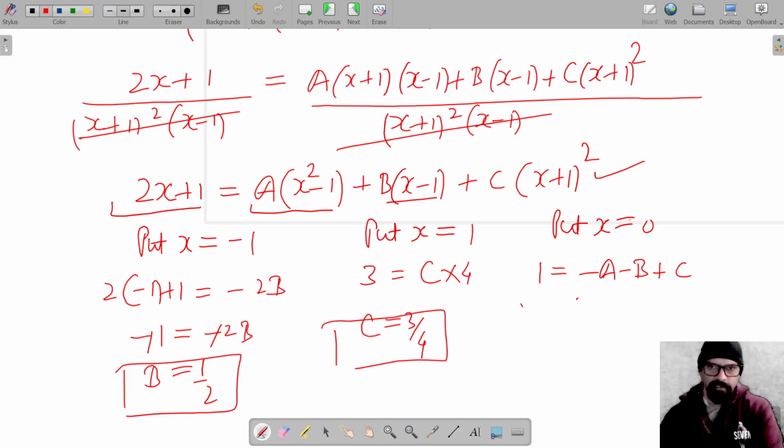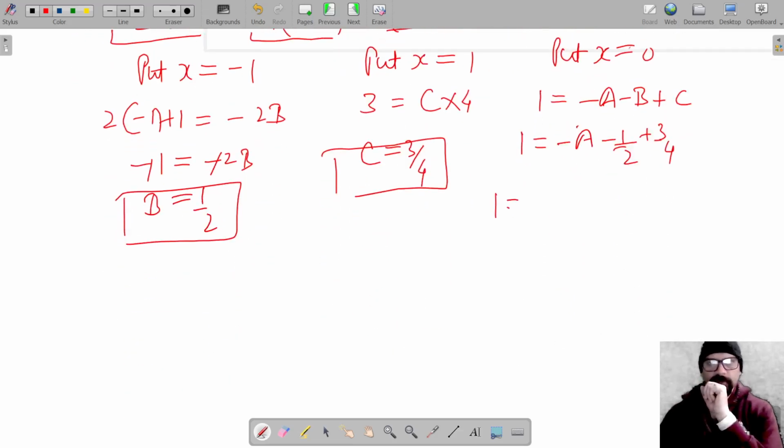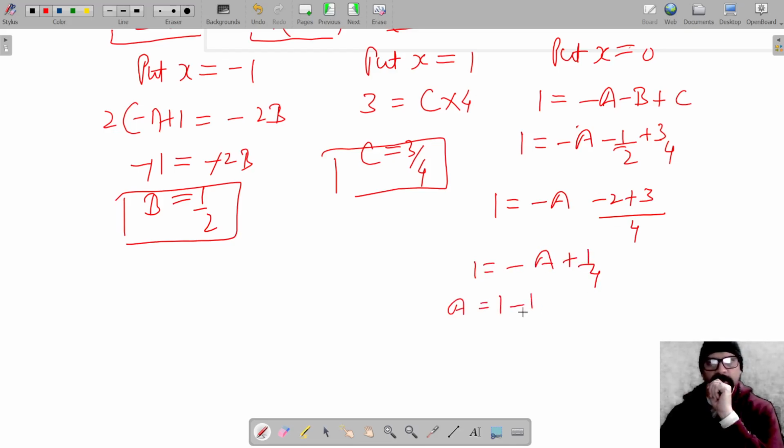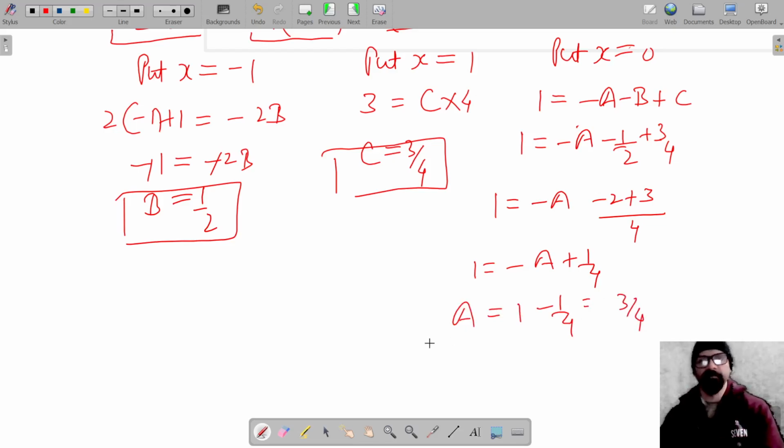Now we have the values of b and c. b is half, c is 3 by 4, so 1 is equal to negative a, this LCM 4, this is negative 2 plus 3, so 1 is equal to negative a plus 1 by 4. Sorry, a is 1 minus 1 by 4, which is 4 minus 1, 3 by 4.